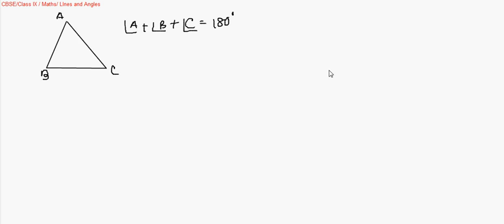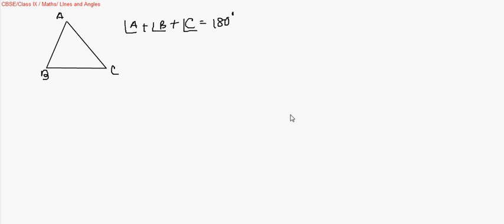Hello, we move on to the angle sum property of a triangle under lines and angles. That's the last part under lines and angles. It's simple, which says the sum of all angles of a triangle is 180 degrees. That means if I'm drawing this triangle, which I name as ABC, then angle A plus angle B plus angle C would give us 180 degrees.